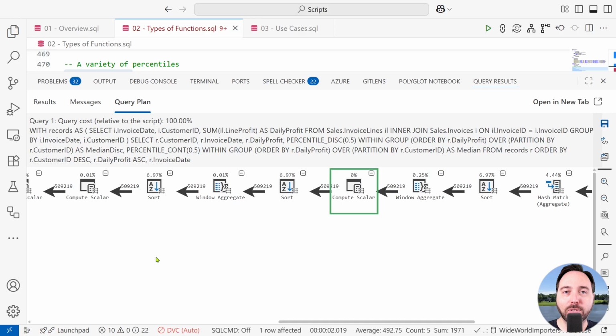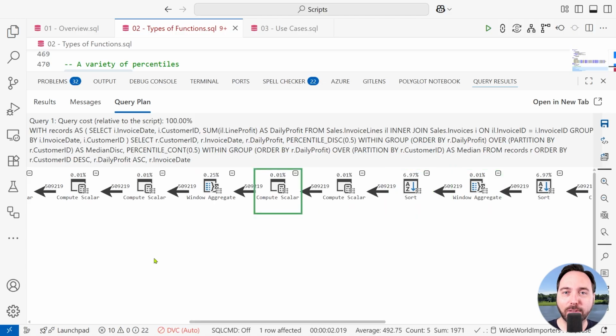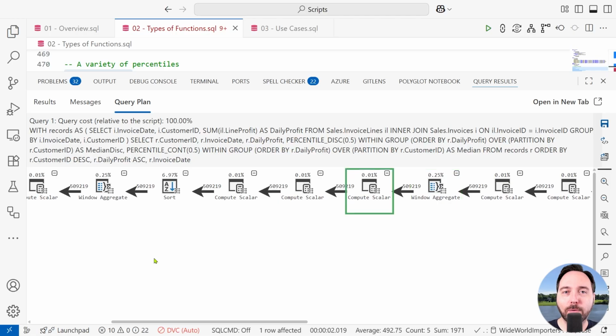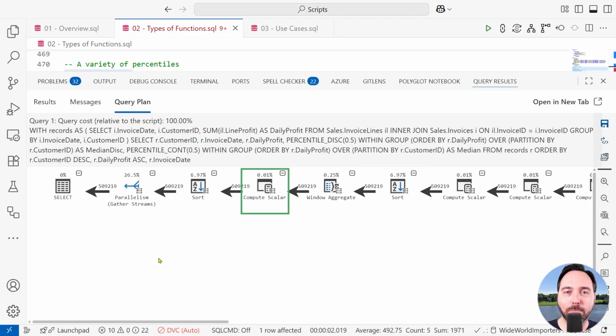Then, after a compute scalar operation, we sort and perform another window aggregate. Then we sort, have a pair of scalars, and go through yet another window aggregate operator. Then we have 3 compute scalars, another sort, another window aggregate, and finally a compute scalar and a sort to round things out. By my count, that is 5 sorts and 4 window aggregates to resolve this query. If you have a billion rows in a data set, that's a lot of sorting and a lot of aggregation that you're going to have to do.